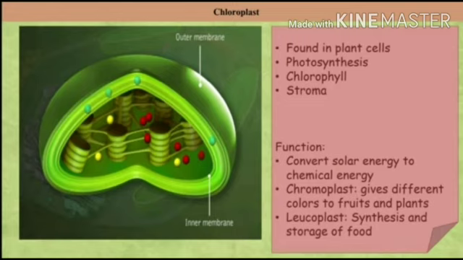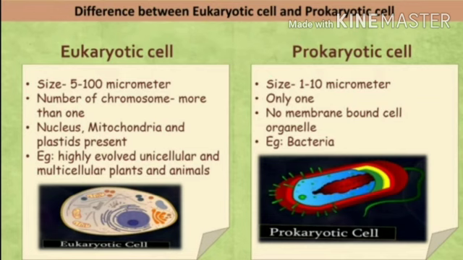So students, let's compare them. Let's see the difference between eukaryotic cell and prokaryotic cell. Now the size of the eukaryotic cell is 5 to 100 micrometer and the size of the prokaryotic cell is 1 to 10 micrometer. The number of chromosomes is more than 1 in the eukaryotic cell, and in the prokaryotic cell only 1 chromosome is there.